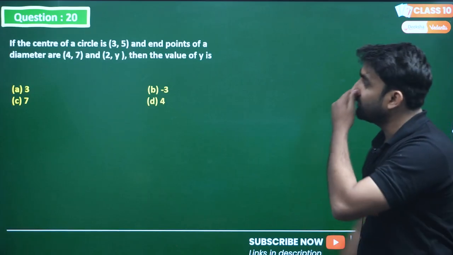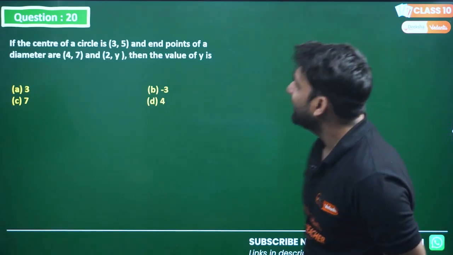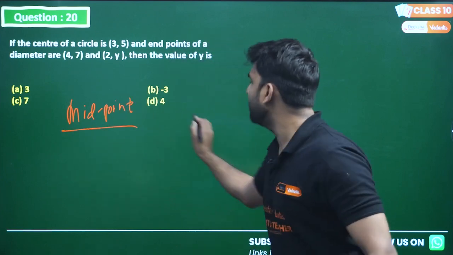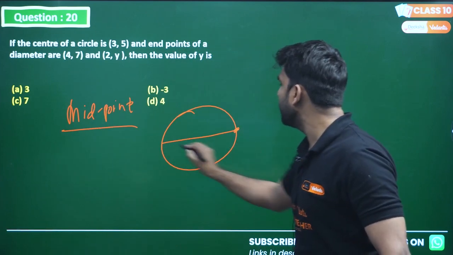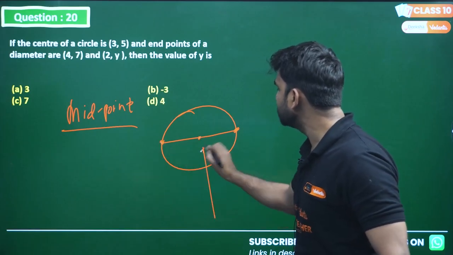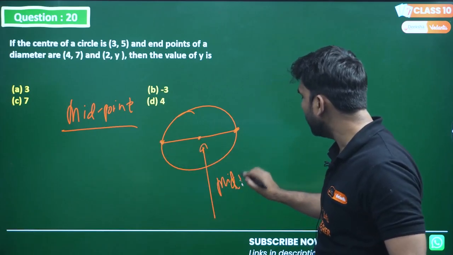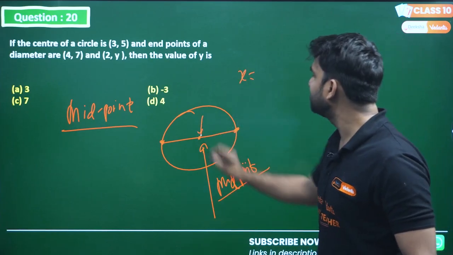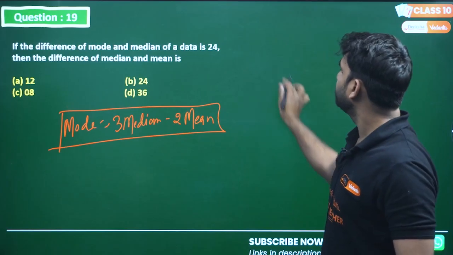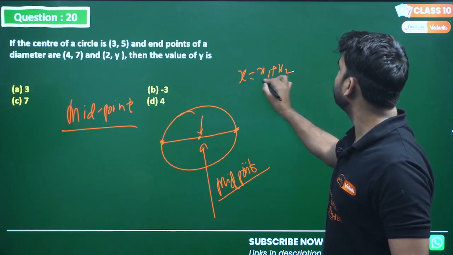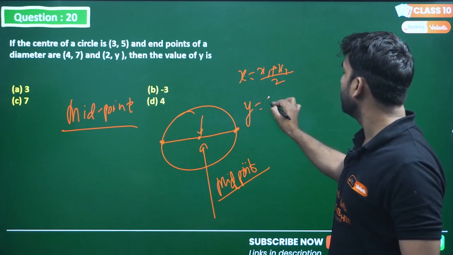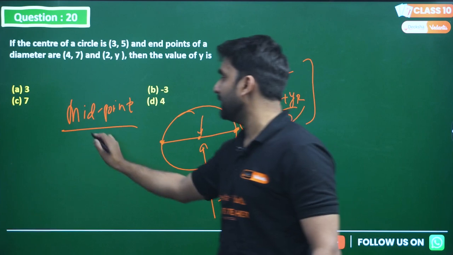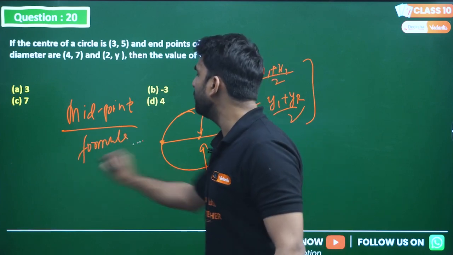Moving to next question, question number 20. The center of the circle is given to you. In this question, you guys can use the midpoint formula because the diameter is there, with 2 coordinates here and this center. So you know this is the midpoint, my dear, because the center is the exact midpoint of the diameter. So for this coordinate, x will be x1 plus x2 divided by 2, and for y, y1 plus y2 divided by 2. So this is called the midpoint formula, my dear. So by using the midpoint formula you can solve.